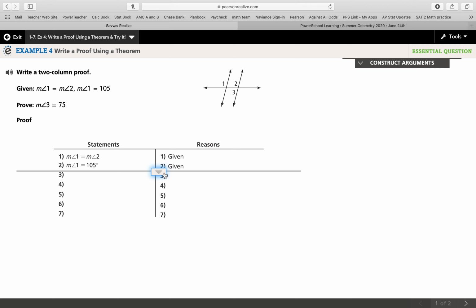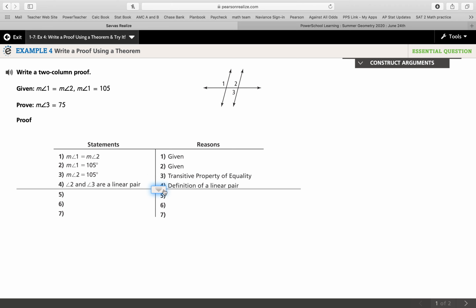Okay? Now, the measure of angle 2 is also 105 degrees. How do I know this? Well, the transitive property. Because the measure of angle 1 is equal to the measure of angle 2, and we're given that the measure of angle 1 is 105, so therefore the measure of angle 2 must also be 105. We also know that angle 2 and 3 are a linear pair because of the definition of a linear pair. Since they are a linear pair, they must be supplementary. So when you add them together, you get 180. That's the linear pairs theorem.